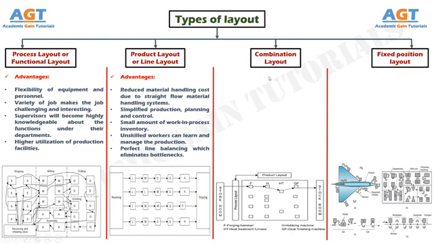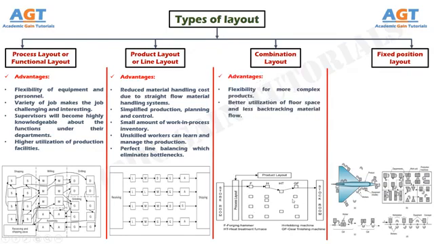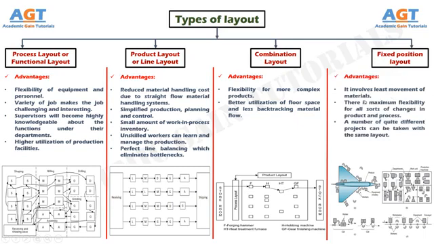Combination layout. Flexibility for more complex products. Better utilization of floor space and less backtracking material flow. Fixed position layout. It involves least movement of materials. There is maximum flexibility for all sorts of changes in product and process. A number of quite different projects can be taken up with the same layout.